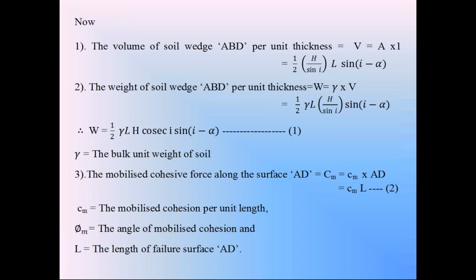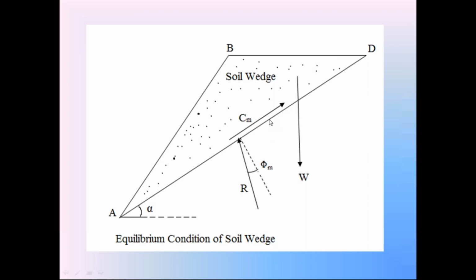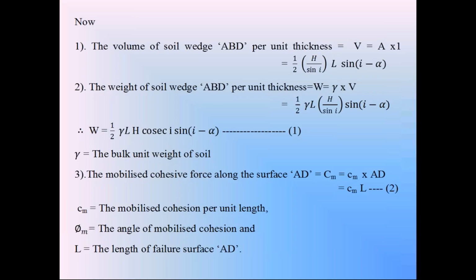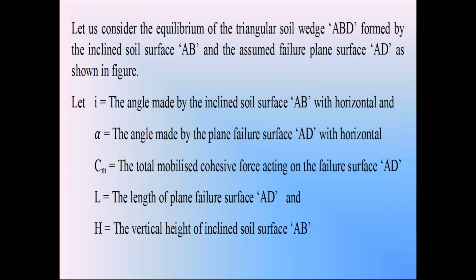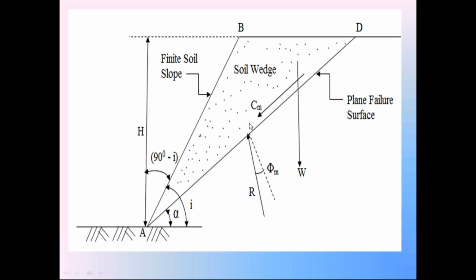Then coming to this diagram here, observe this diagram. Just in the previous diagram, I explained this Cm in the downward direction. So check this diagram. The first diagram, this is the mobilized cohesion force in the downward direction. So when this soil wedge, please everyone follow, is about to fail on the surface AD, this soil wedge applies this mobilized cohesion in the downward direction. This is the force applied by the soil wedge on the surface AD.